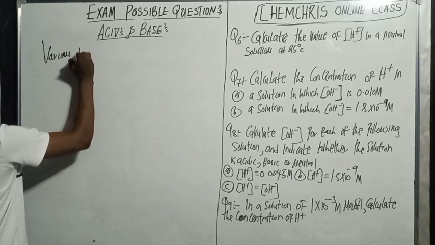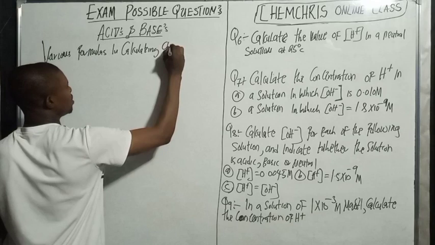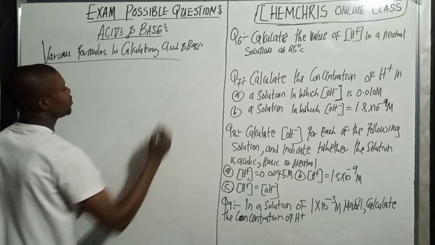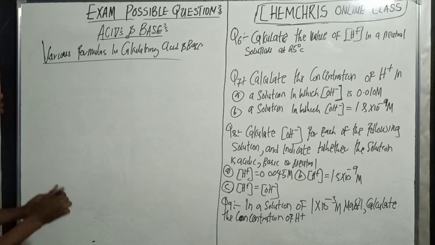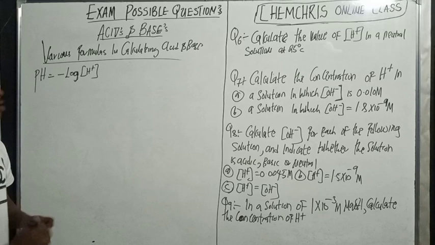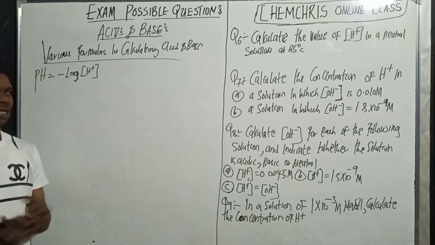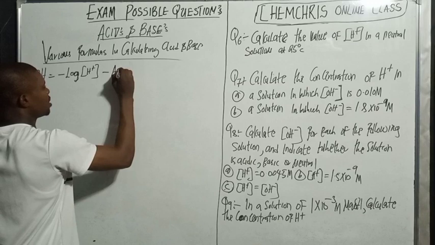Various formulas in calculating acids and bases. The first one you want to understand here is pH equals minus log H plus. This is the first formula you need to understand: pH equals minus log of H plus. You get it. That's what you use when you are calculating the pH of an acid, when I give you the concentration of the acid. This is the simple formula you use when we have an acid.